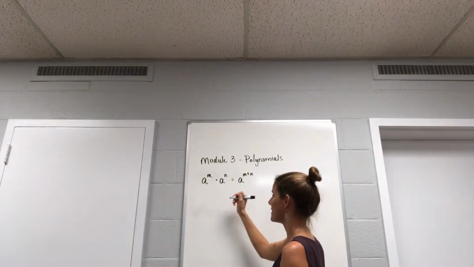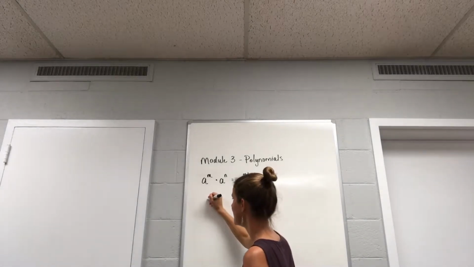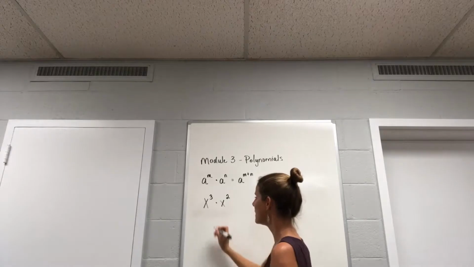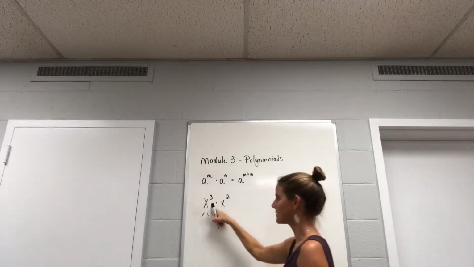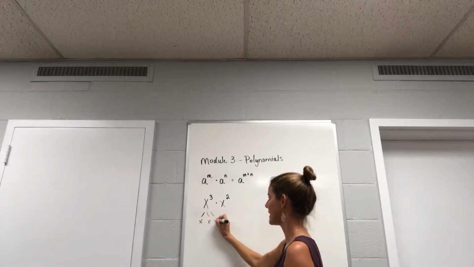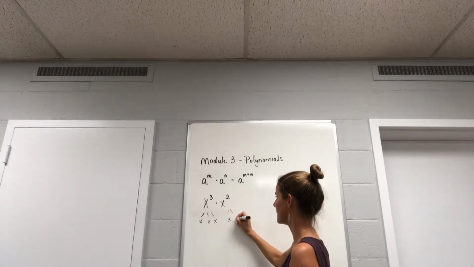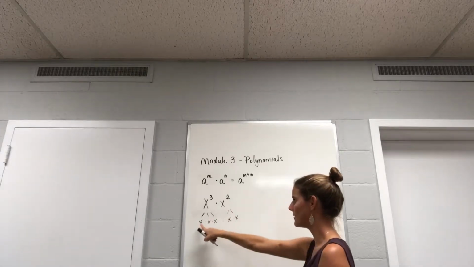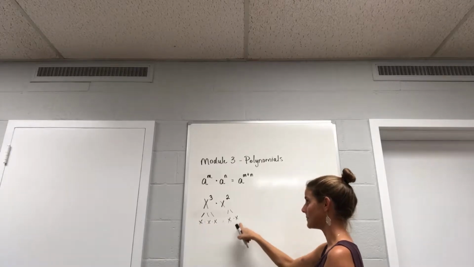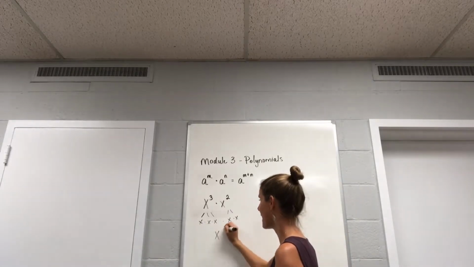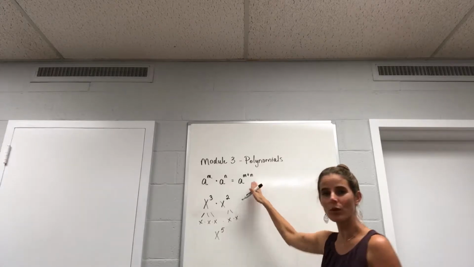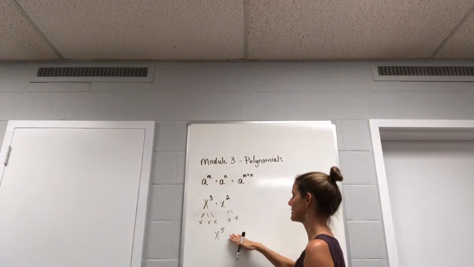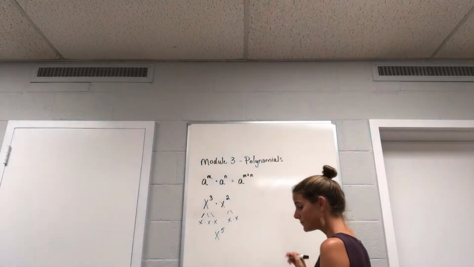The reason for this, and I'll just show you a simple example, is if you have something like x to the 3rd power times x to the 2nd power, you can think about what these mean. X to the 3rd means x times x times x, and x squared means x times x. And then if you're multiplying those together, then you actually have x times x times x times x times x, which is x to the 5th power. So this rule just shortcuts that. There's logic behind it, but this shortcuts it, so you can just add those together.